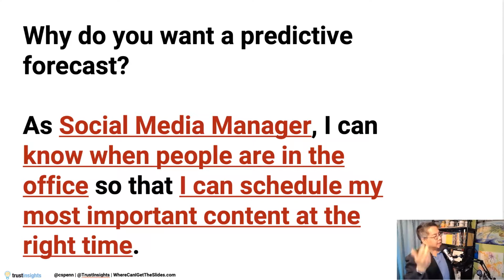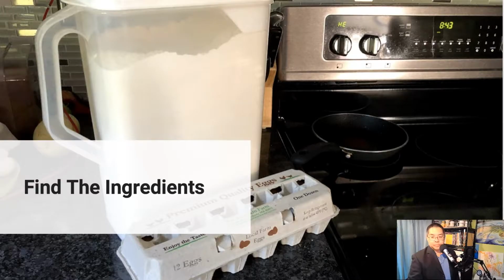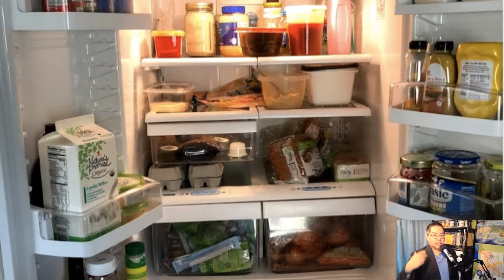So let's do this as a case study, right? Let's walk through the process of building a predictive forecast. We'll start with this user story, the social media manager. The social media manager wants to know, when are people in the office so that they can schedule content that'll be the most impactful? Like a recipe, we know roughly what we're doing. Let's find the ingredients. What kinds of stuff do you have in your pantry?